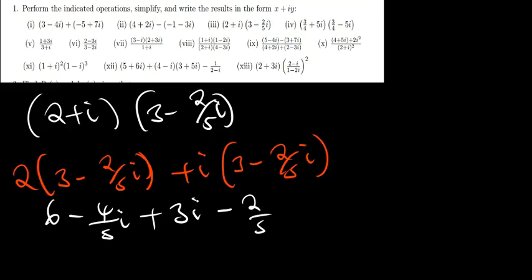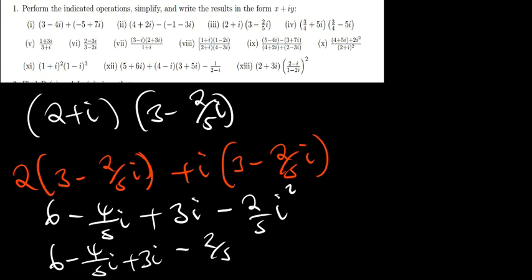2 over 5 i squared. Now I can simplify this. I have the imaginary part, so we get 6 minus 4 over 5i plus 3i minus 2 over 5 i squared. We said we have to replace this i squared with negative 1, meaning negative 1 times that negative is going to give us positive.